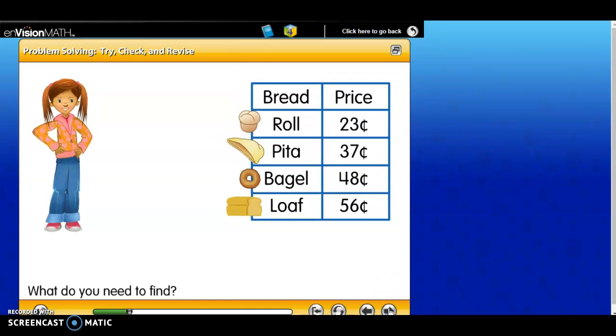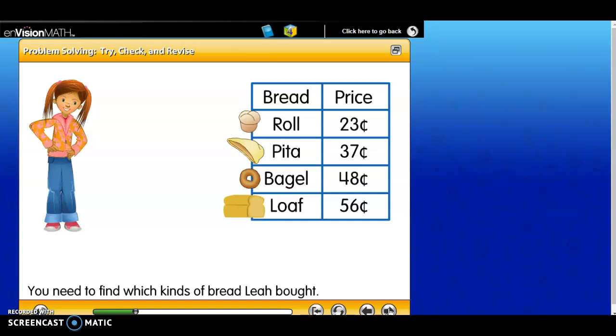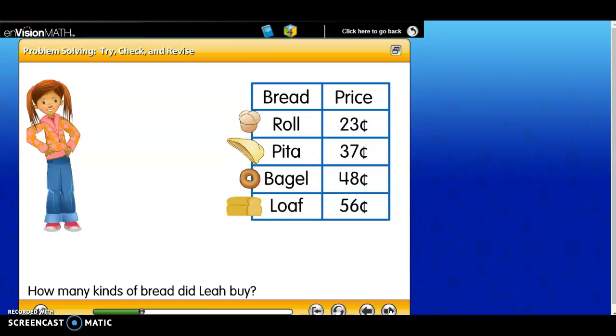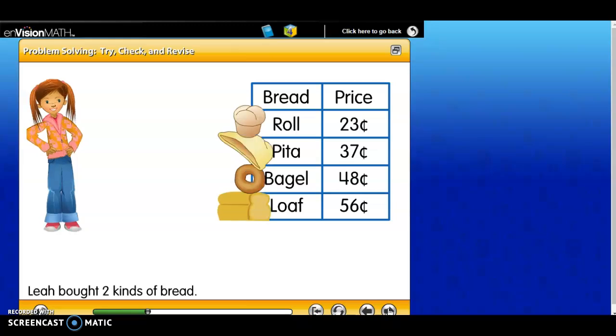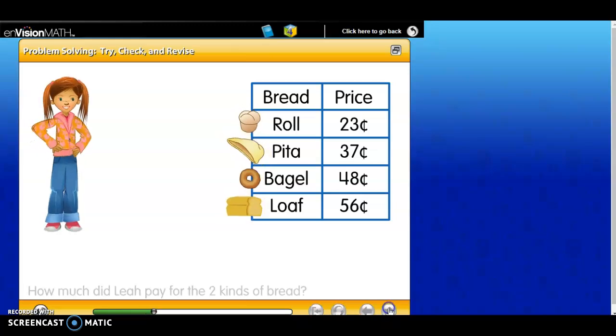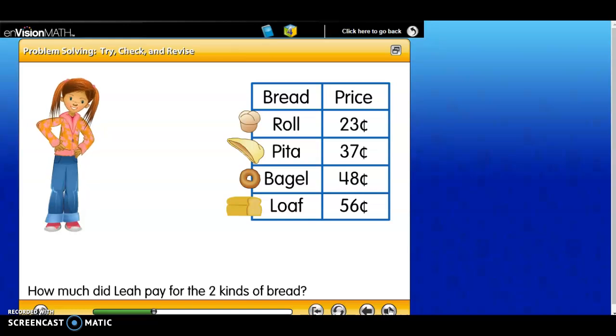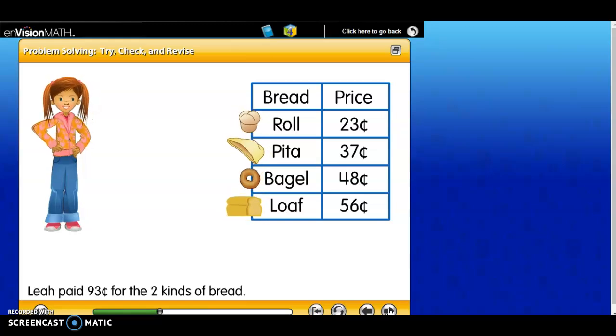What do you need to find? You need to find which kinds of bread Leah bought. How many kinds of bread did Leah buy? 2. Leah bought 2 kinds of bread. How much did she pay for the 2 kinds of bread? 93 cents. Leah paid 93 cents for the 2 kinds of bread.